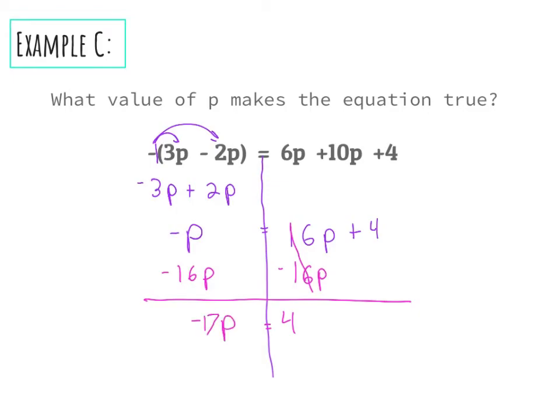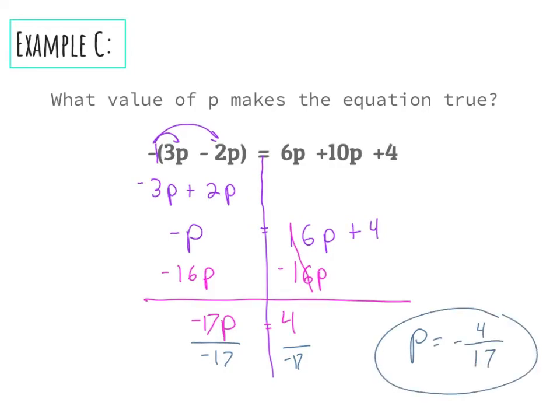So now I'm left with -17p and 4. So I'm going to divide both sides by -17. I'm going to end up with a fraction answer, so that's okay. p is going to equal -4/17. Again, fractions are okay. Fractions are a part of us.